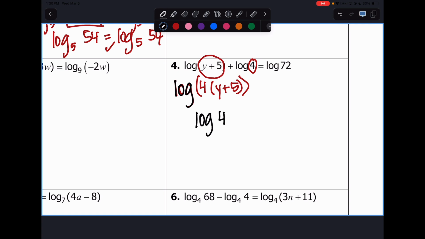Yep. It's 20 equals log of 72. What's the base on this log? 10.